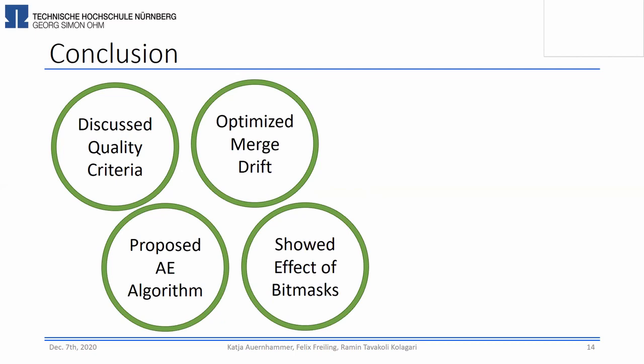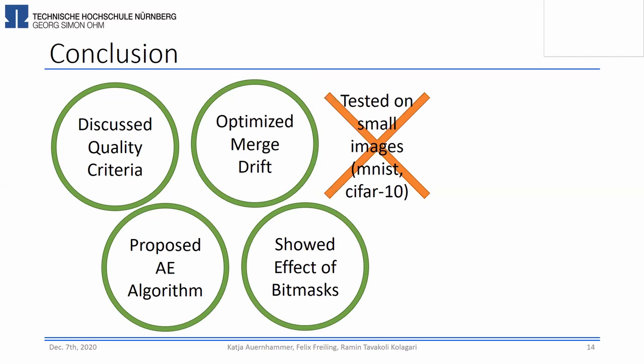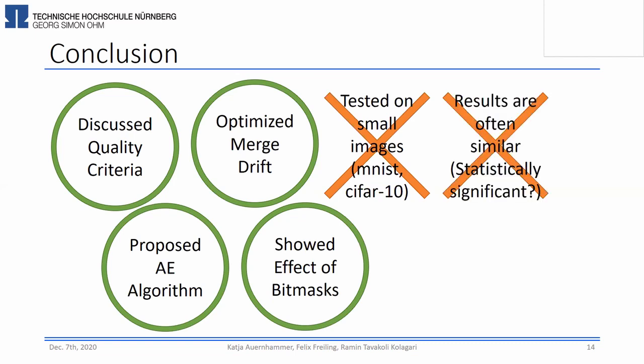Some topics we would like to discuss in the future and analyze further are, first off, we only tested our adversarial example algorithm on small images so far, namely the MNIST and CIFAR10 datasets. It would be interesting to see how it performs on larger images, such as images from the ImageNet database. Also, the results are often rather similar, especially regarding the misclassification rate. So we are wondering if this is still statistically significant, but we think it will be more obvious when using larger images.